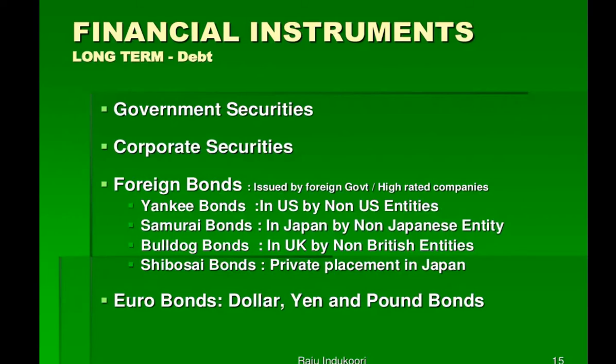We have foreign bonds like Eki bonds, used by non-US entities, samurai bonds, bulldog bonds, and Shinshui bonds. Euro bonds are like dollar, yen, and pound bonds, which are effectively available from foreign countries. They are lending money from the Indian people.